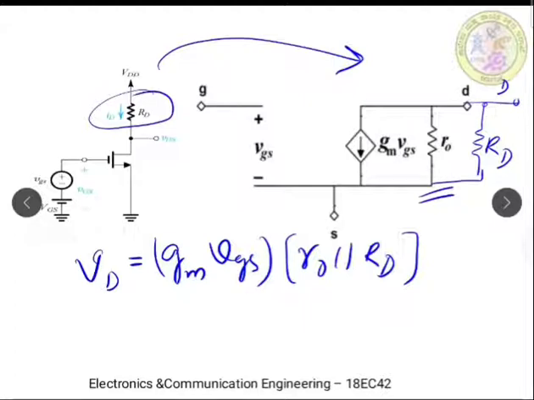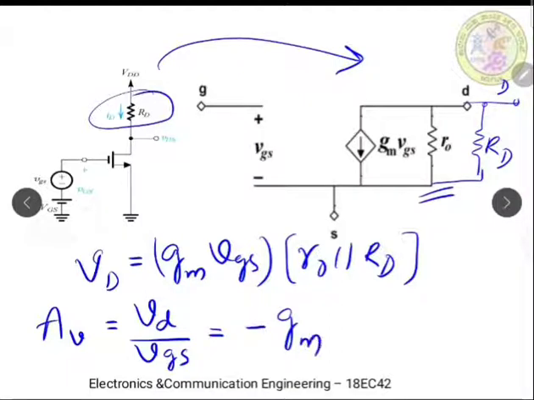Okay, so therefore for this particular arrangement, the gain equation AV is simply VD divided by VGS. So this will be equal to minus GM into RD parallel to R0, because the VGS in the numerator and denominator are going to cancel. So therefore AV is equal to minus GM into RD parallel to R0.